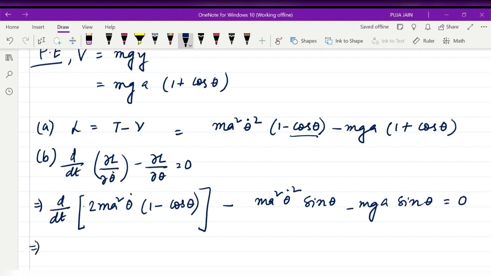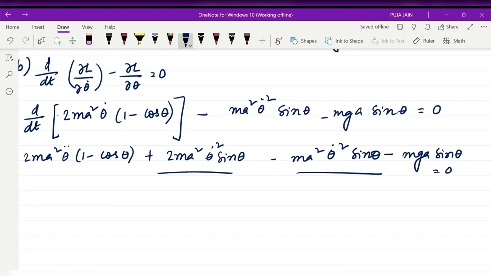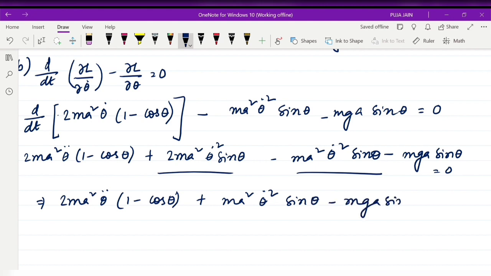Now here we will get 2ma² θ̈ (1 − cos θ). Again, differentiating, we get 2ma² θ̇ times sin θ θ̇ (the sin θ θ̇² term) minus ma² θ̇² sin θ minus mga sin θ, that is equal to 0. So this term we get: 2ma² θ̈ (1 − cos θ) plus ma² θ̇² sin θ minus mga sin θ equals 0.